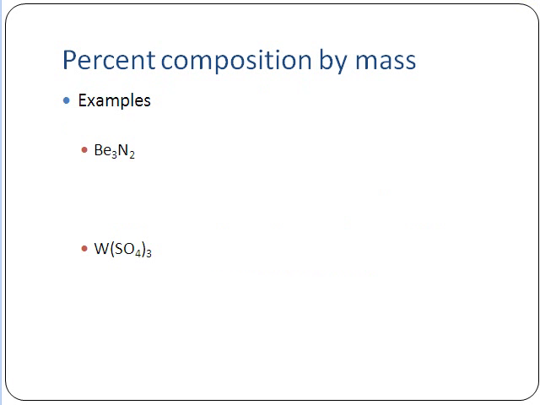So, let's suppose this is the one we've got here. We've got Be3N2, and we've got to figure out the percent composition by mass of this. So, let's find for each of Be and for N. So, let's look first for our percent of Be. And so to do this, we have to take the number of Be's, and here that's going to be 3. So we say 3 times the mass of Be, that's beryllium.